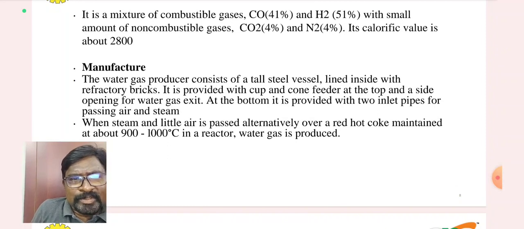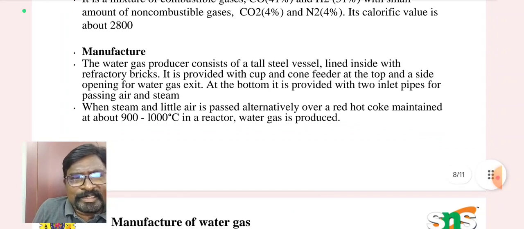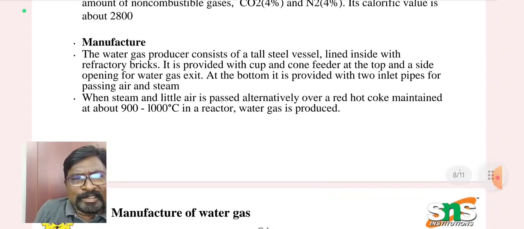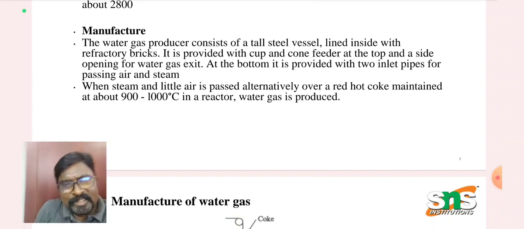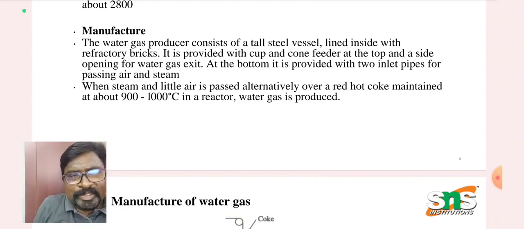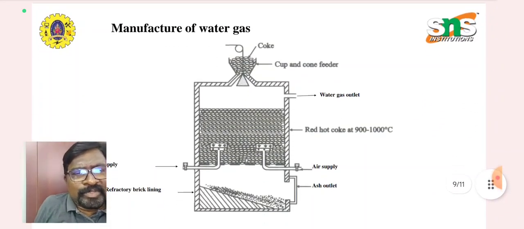The water gas producer consists of a tall vessel lined inside with refractory bricks. It is provided with a cup and cone feeder at the top, and a side opening for water gas exit. At the bottom, it is provided with two inlet pipes passing air and steam. When steam and a little air are passed alternately over red hot coke maintained at a temperature of 900 to 1000 degrees Celsius, whereas in the case of producer gas the coke is maintained at 1100 degrees Celsius, water gas is produced.